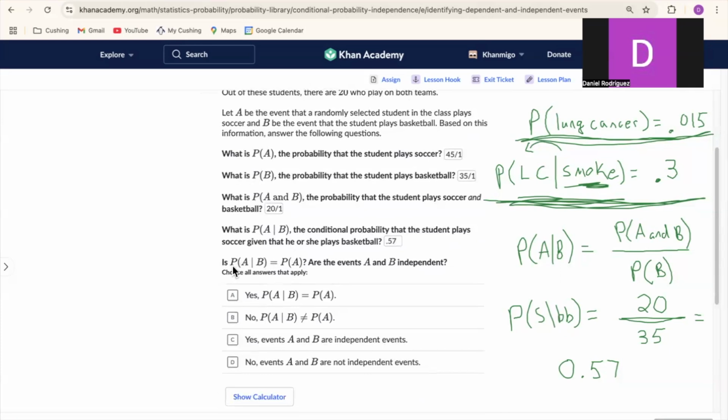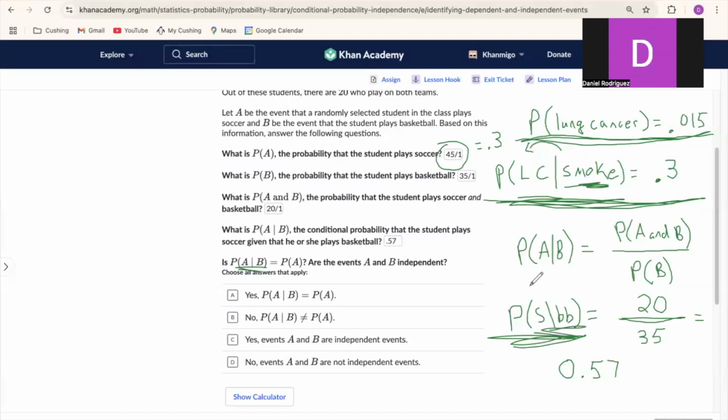And then, is the probability of A given B the same as A? So let's think about this. A given B, that's soccer given basketball. Is that the same as the probability of soccer? Well, the probability of soccer is 45 over 150. If you put this in your calculator, 45 divided by 150 is 0.3. So if you take a random person from this school, there is a 30% chance they play soccer.